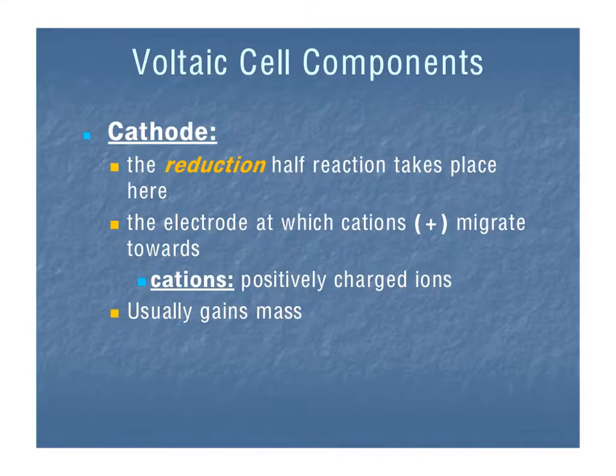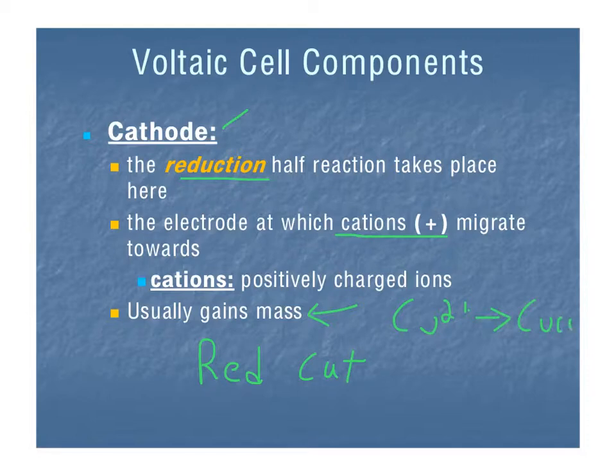The other electrode is the cathode. Now, this is where the reduction happens. Another mnemonic to remember this is RED CAT. Reduction at the cathode. This is also the electrode where the cations or the positive ions eventually migrate. And at this electrode, the electrode usually gains mass. So for example, copper ions will be reduced into copper solid at the cathode. Over time, there will be additional copper solid formed, so the mass of the cathode will increase.